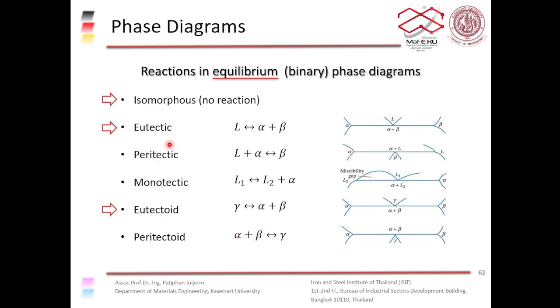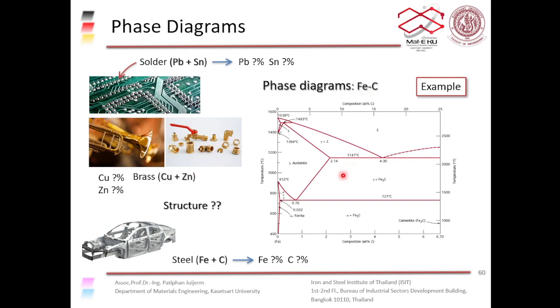Right? So if the ending of the word is tic, T-I-C, whether eutectic, peritectic, or monotectic, please know that there's some liquid phase involved. But if the ending is toid, T-O-I-D, whether it's eutectoid or peritectoid, there's no liquid phase involved. Right? Well, we were looking at the phase diagram of iron before, right? And you can see that there are a few of these reactions in this phase diagram.